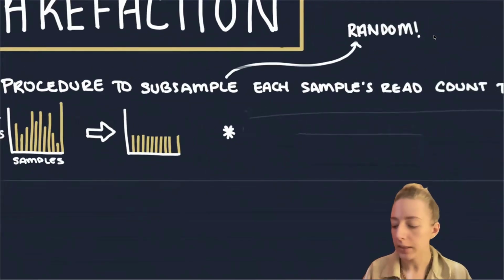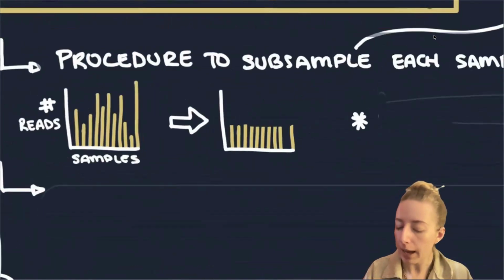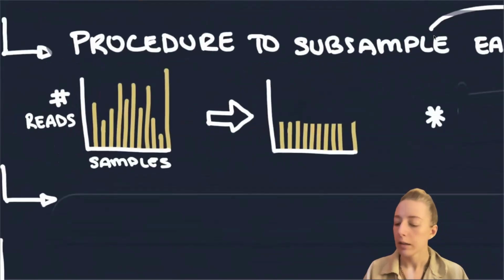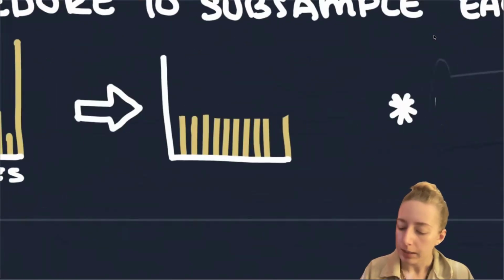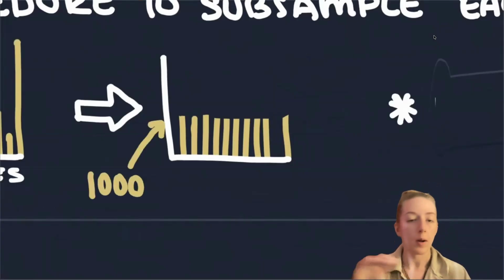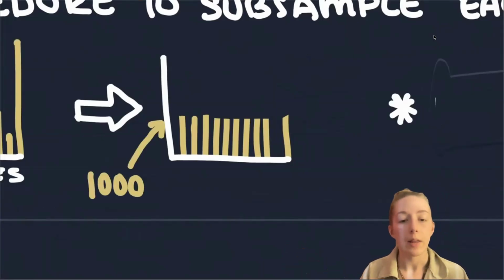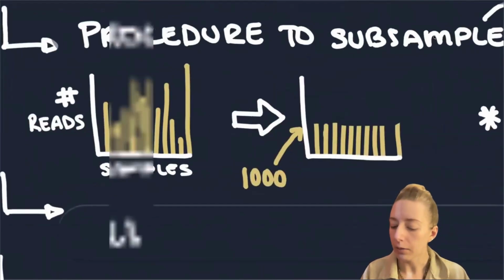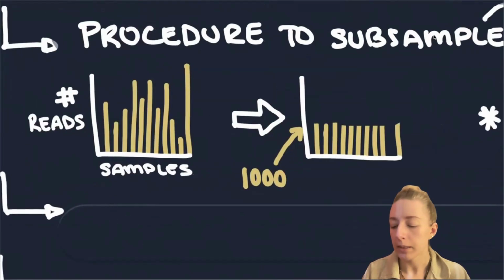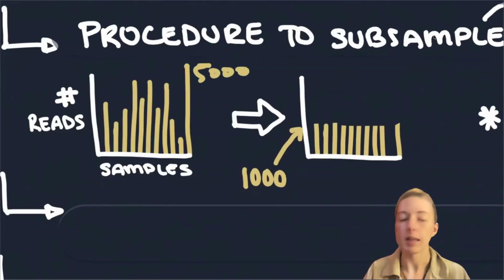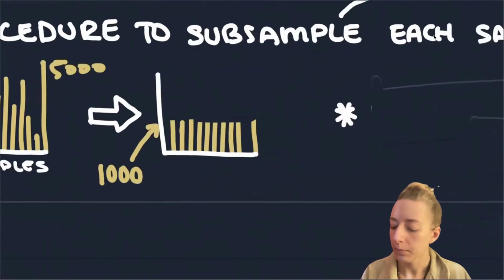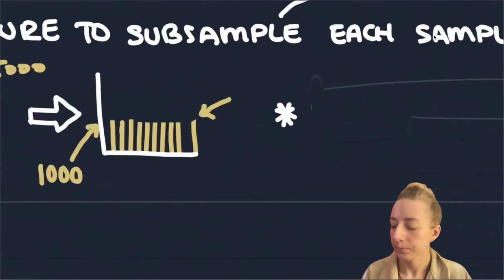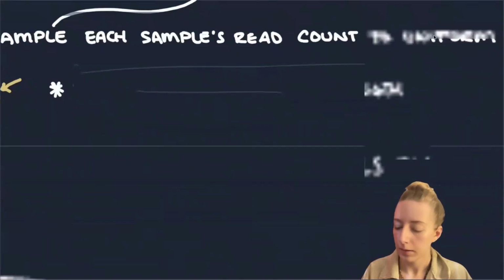This is a random process again. So what will happen is that if this turns out to be, let's say, right here, 1,000 reads that they're all rarefied to, there's going to be a random sampling. So it's going to randomly pull out 1,000 reads. Let's say this is 5,000. Those 1,000 will randomly now appear here. Okay.